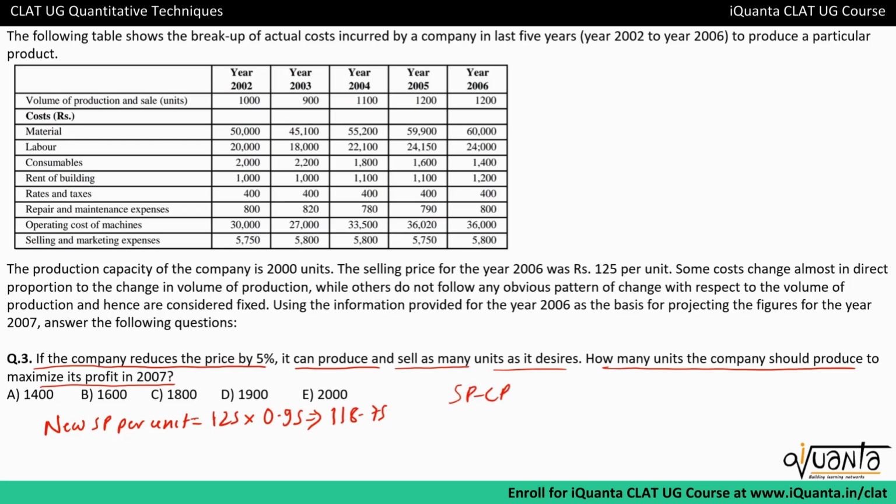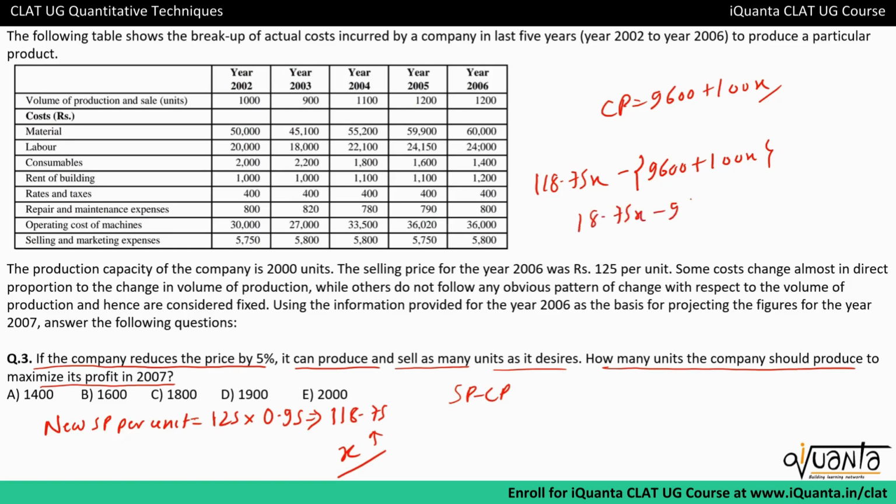Profit is always SP minus CP. You already know the CP, it was 9600 plus 100X, where X was the number of units. So if I find out the profit here, for example, if X units are being produced in a year, then SP minus CP would be 118.75X, because X units and SP for total of them would be 118.75X, minus CP would be equal to this much, right? So we'll be getting 18.75X minus 9600 as the equation for profit.